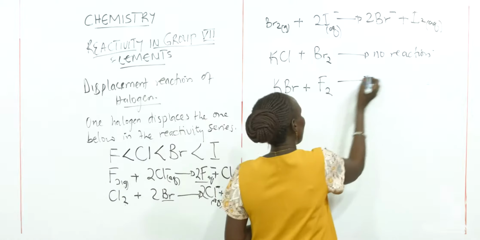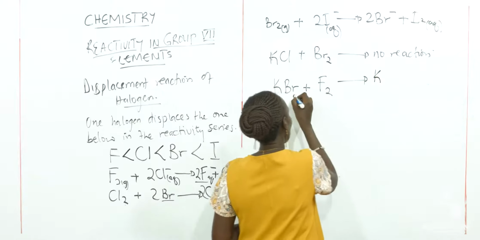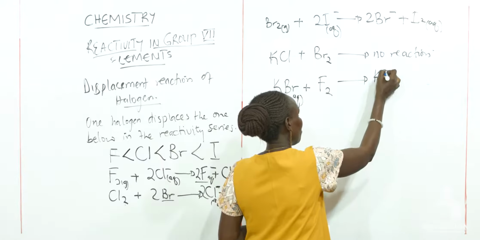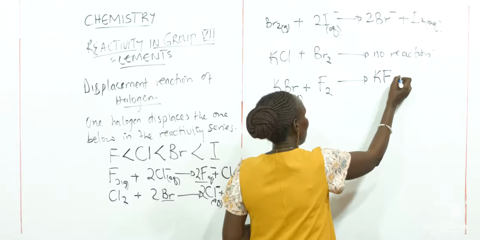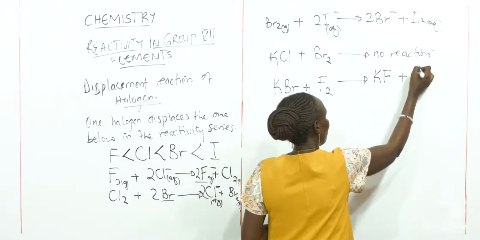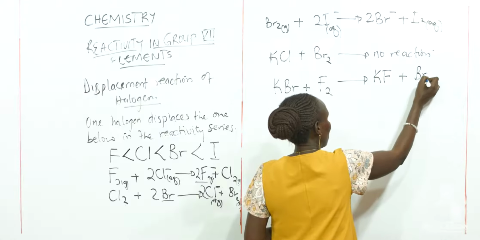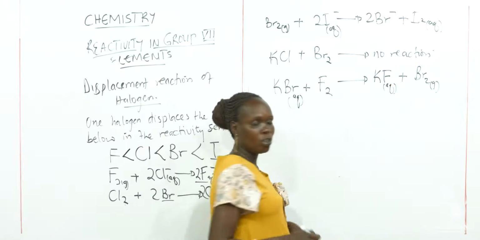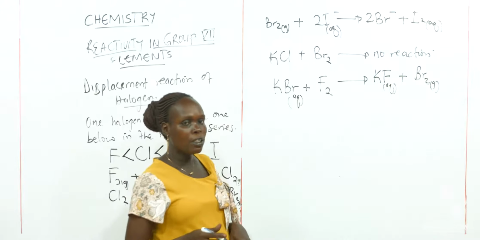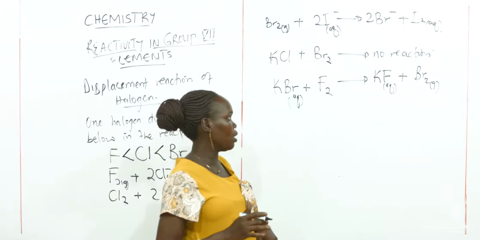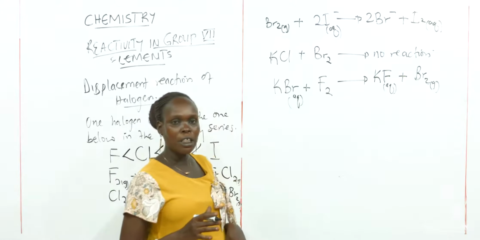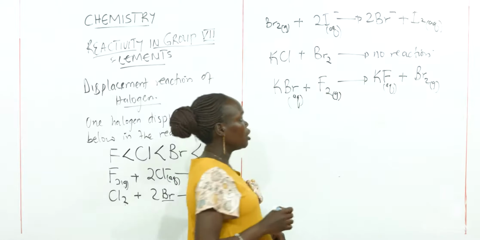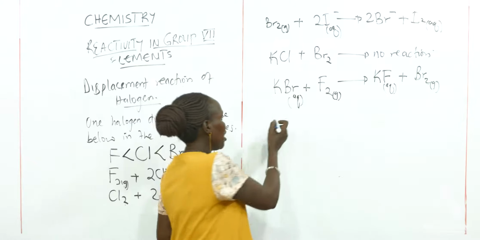So we shall have potassium fluoride plus bromine gas. In this case we have an aqueous solution of potassium fluoride formed, because fluorine can displace bromine from its compound. So we have bromine here as a gas, and here we have seen this.